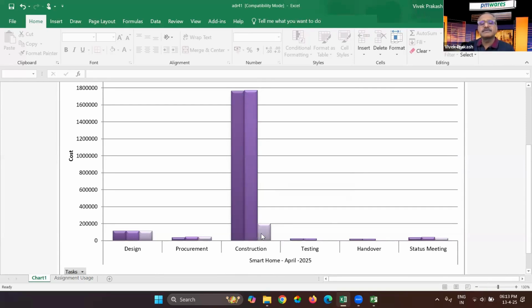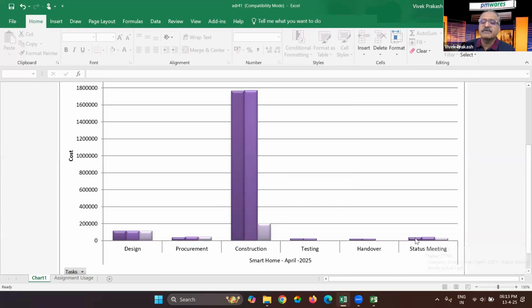And out of this, you have already spent, I think, 2,02,000. So approximately 2 lakhs already spent. And 17,60,000 is the baseline cost of the construction. With whatever we have progressed so far, it appears that we will end up spending 17,72,000 on the construction. Testing and handover are not started yet.